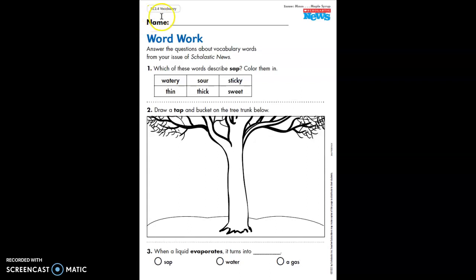Boys and girls, write your first name, last name, and date on the line. Answer the questions about the vocabulary words from your Scholastic News.